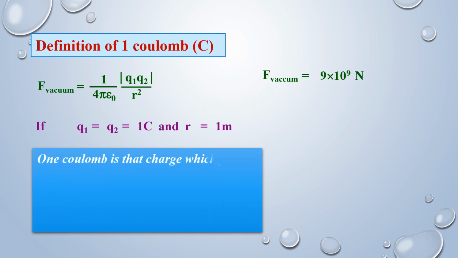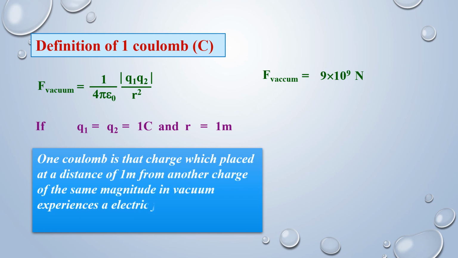Hence you can now say that 1 coulomb is that charge which, when placed at a distance of 1 meter from another charge of same magnitude in air or vacuum, experiences a repulsive force equal to 9 into 10 to the power of 9 Newton. Hence, the charge on each body should be equal to 1 coulomb.